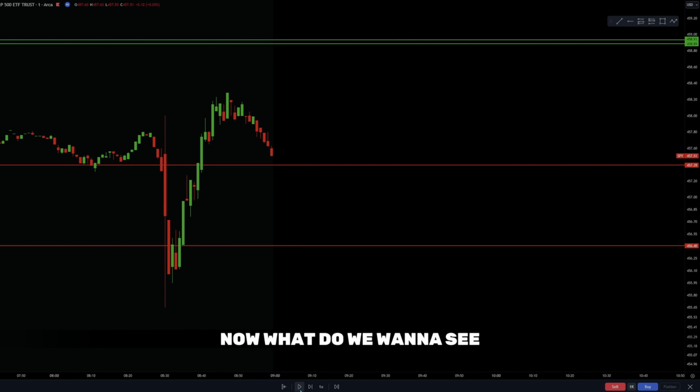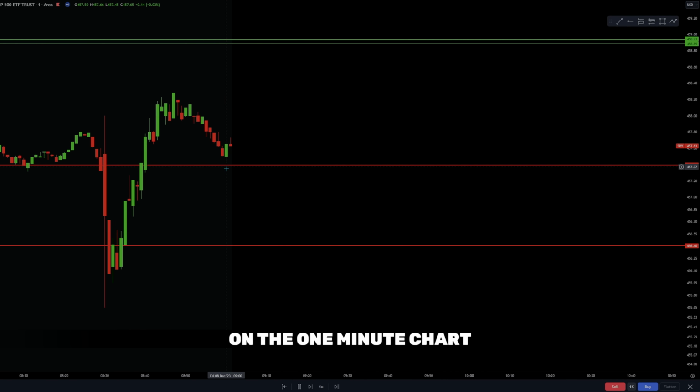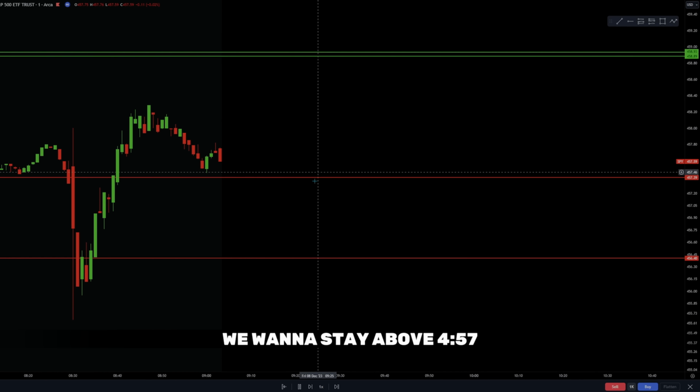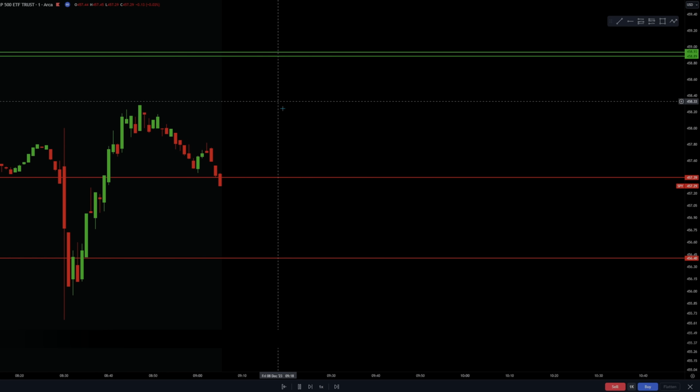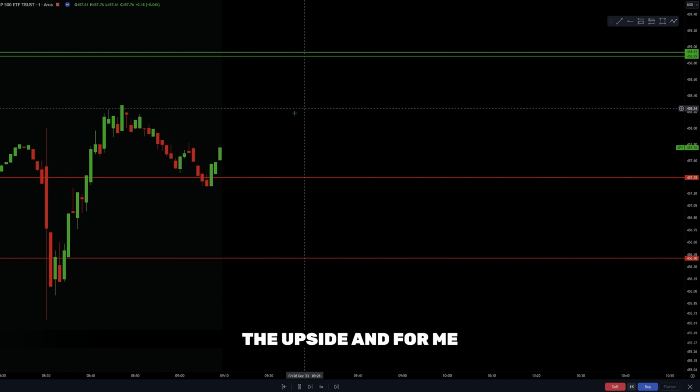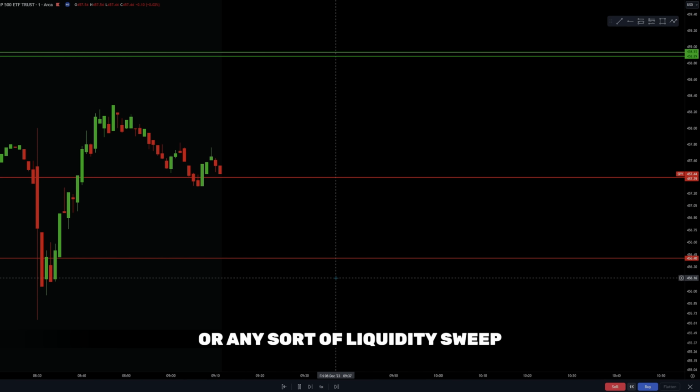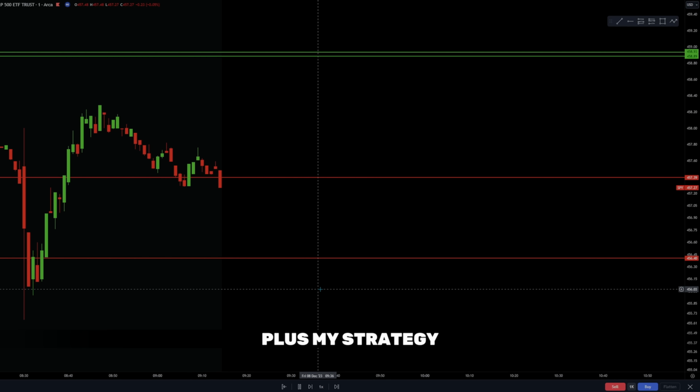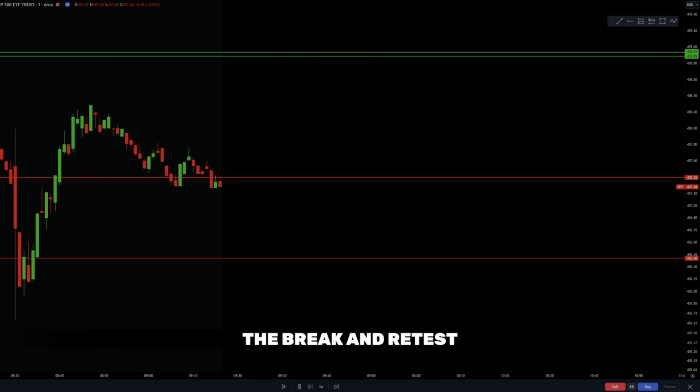Now, what do we want to see? On this time frame, on the 1 minute chart, we're going to open up here. We want to stay above 457.39. This will show that we have enough strength to take a move to the upside. And for me, I need a break of structure or any sort of liquidity sweep, plus my strategy, which is, once again, if you guys know, the break and retest.